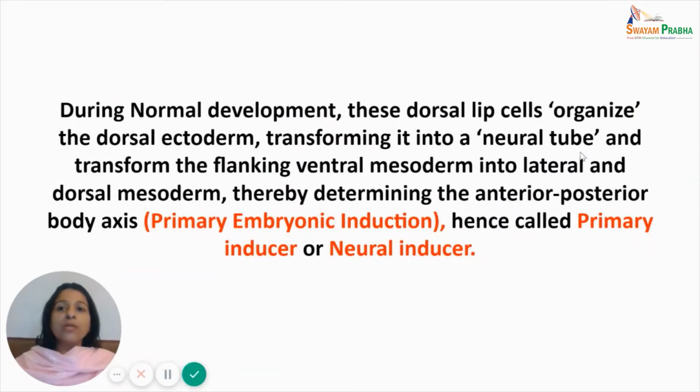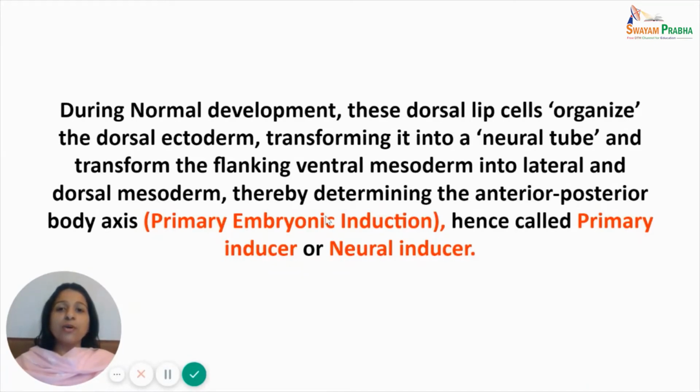They also found out that during normal development, these dorsal lip cells organize the dorsal ectoderm and transform it to form a neural tube. And they also transform the flanking ventral mesoderm into lateral and dorsal mesoderm, thereby determining the anterior-posterior body axis. And they called this phenomenon embryonic induction, which is now called the primary embryonic induction. And they called this region the primary inducer or the neural inducer.